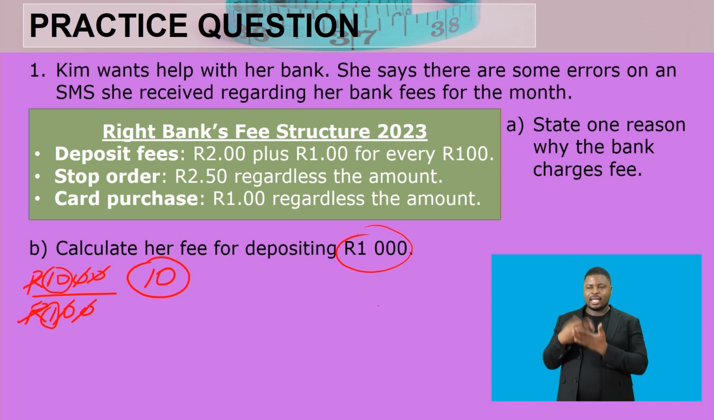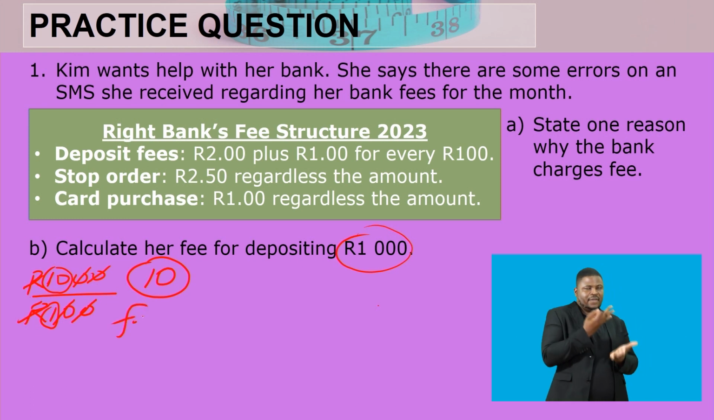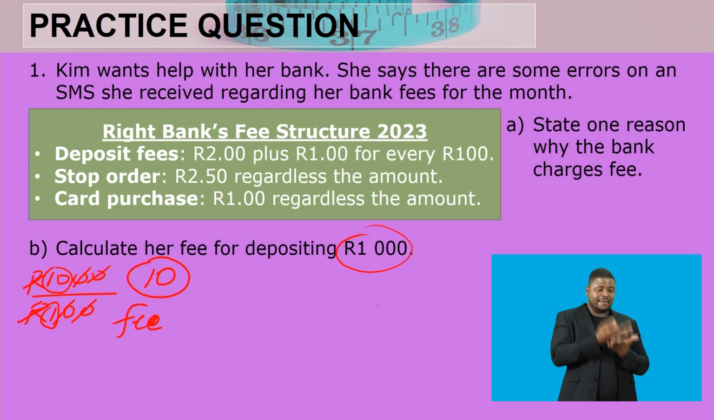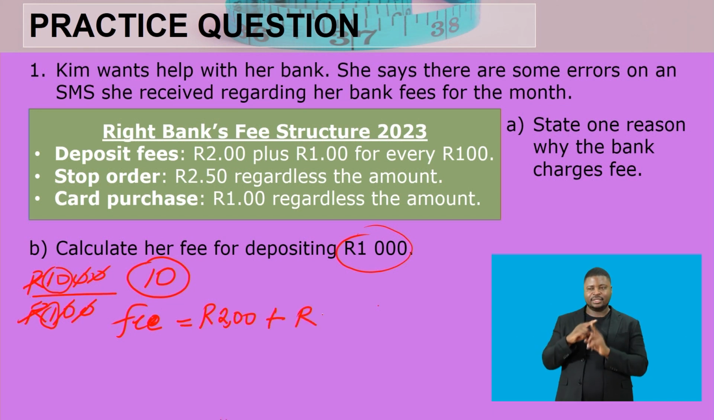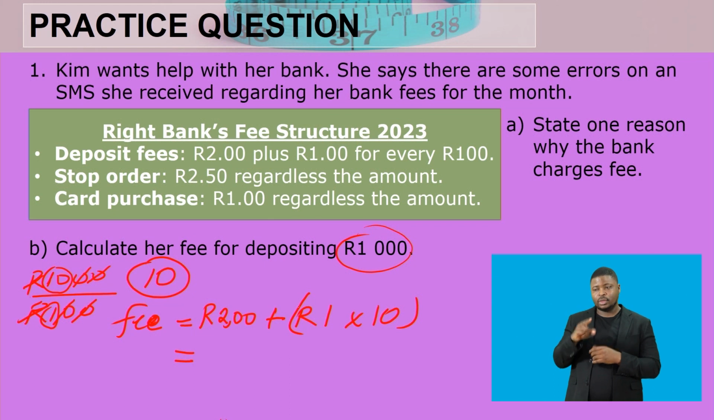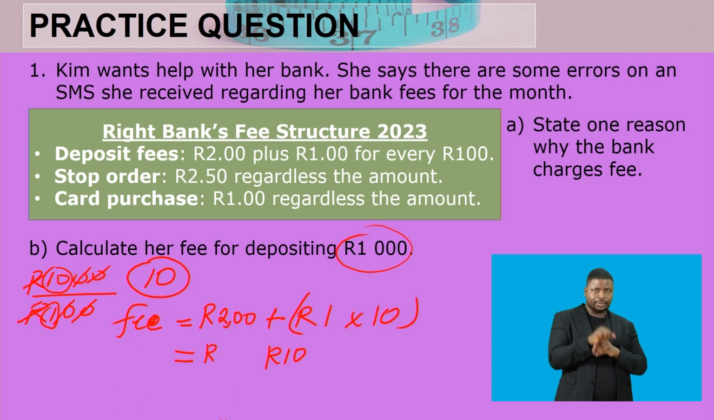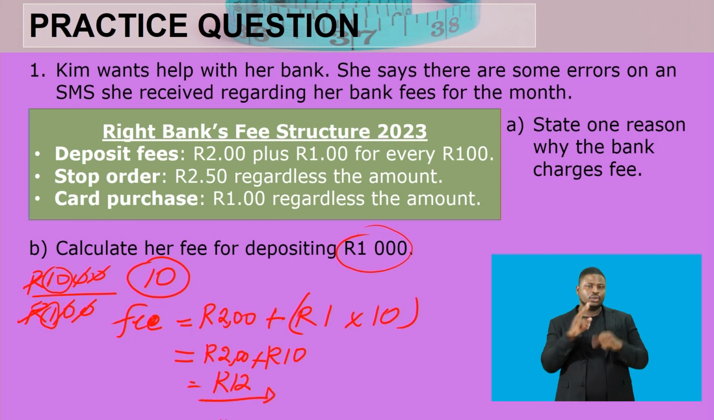Therefore, we can now calculate the depositing fees. We say fee is equal to 2 rand plus 1 rand multiplied by 10 because of the 100. There are 10 100 rands in 1,000 rand. Therefore, we start with what is in the bracket. 1 rand times 10 gives us 10 rand. Then 10 rand plus 2 rand will give us 12 rand. So you can see with this one, we really did not need our calculator. We used our calculators in our brains.